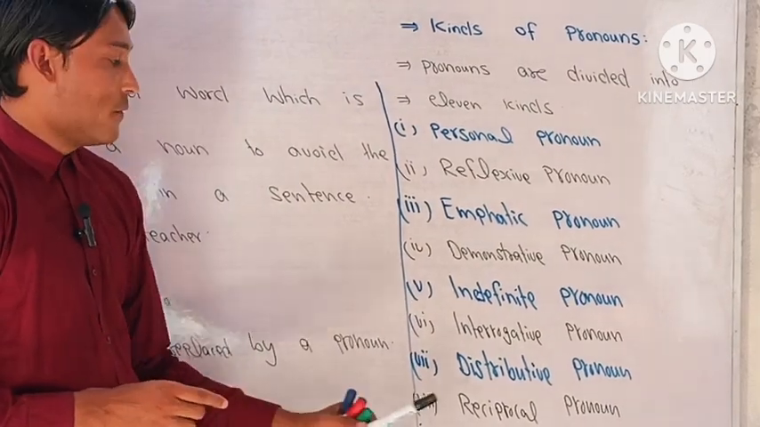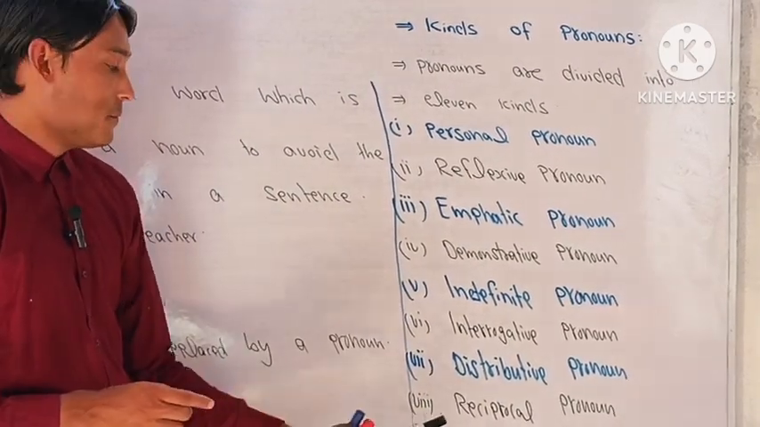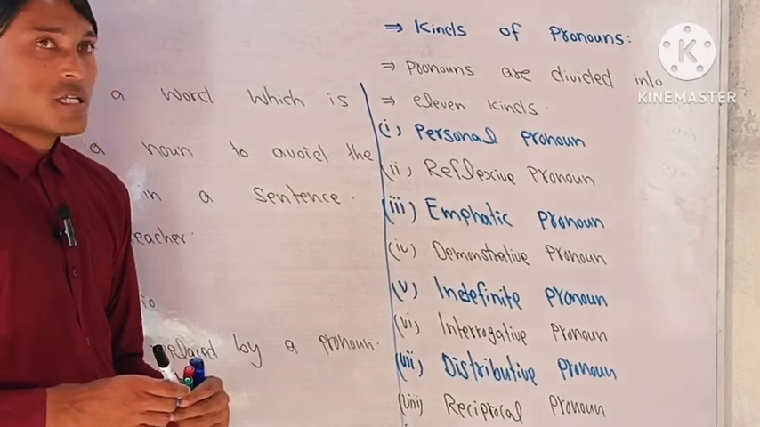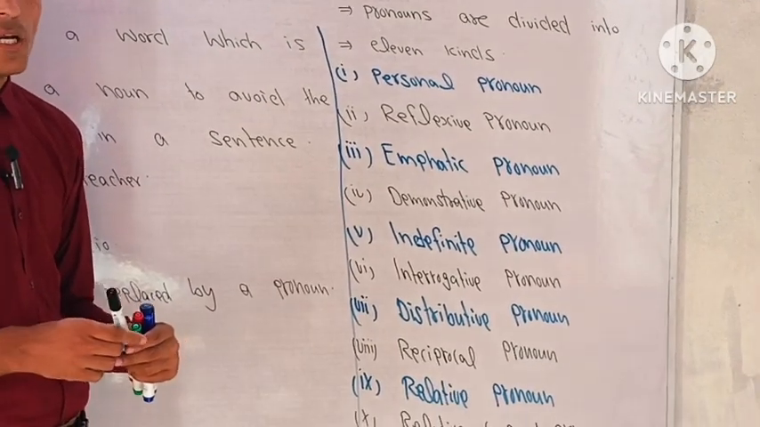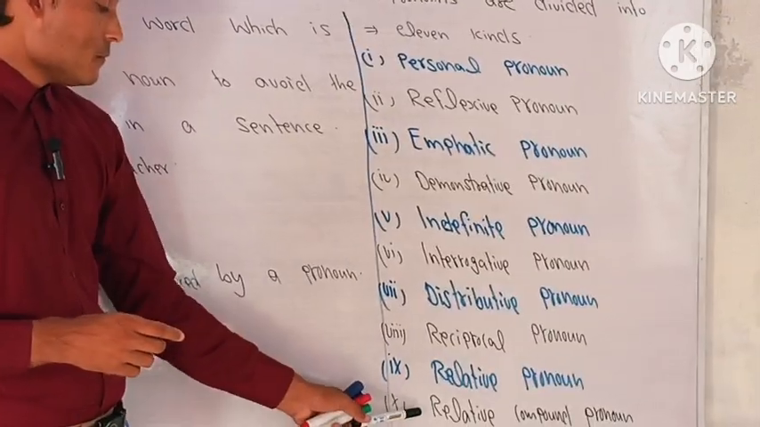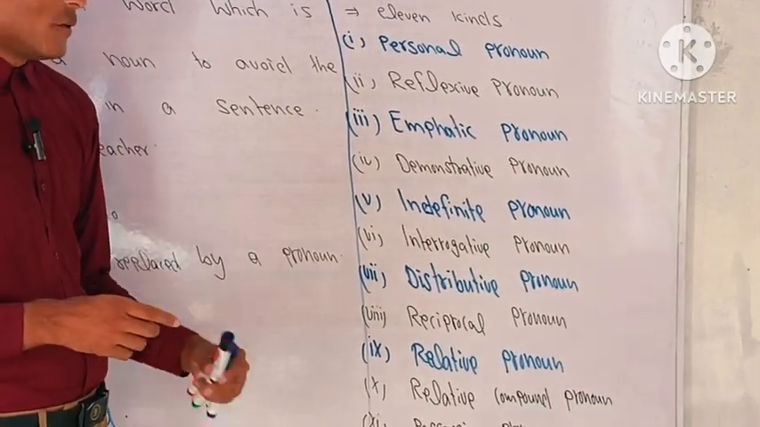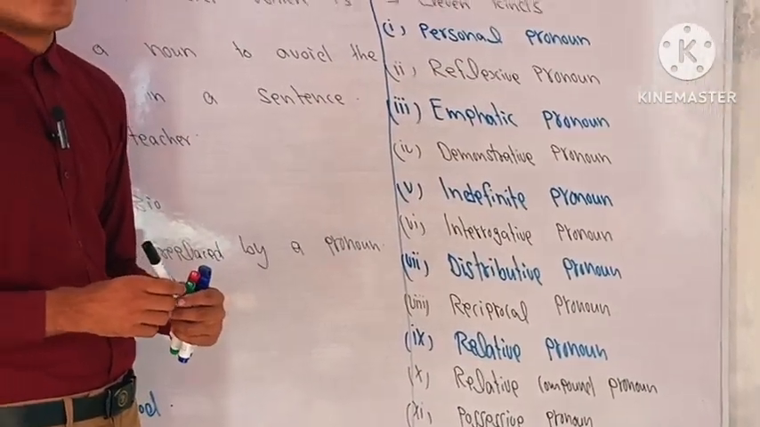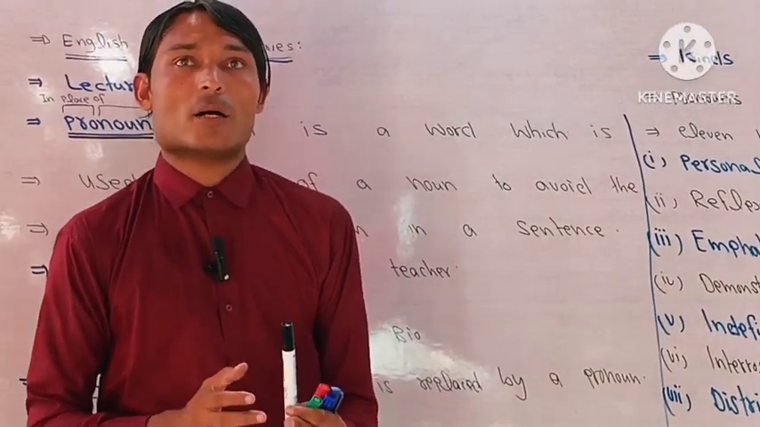Six, interrogative pronoun. Seven, distributive pronoun. Eight, reciprocal pronoun. Nine, relative pronoun. Ten, compound relative pronoun. Eleven, possessive pronoun. Next video, I'll talk about them one by one.